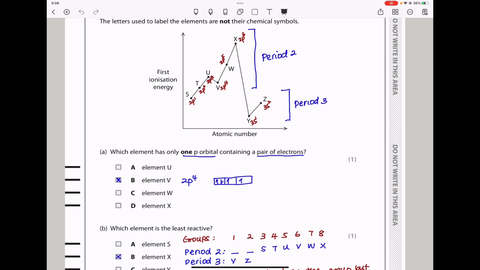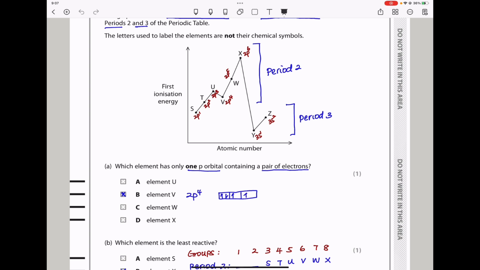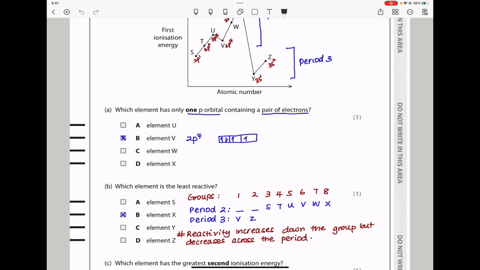So down here they ask, which element has only one p orbital containing a pair of electrons? Only one p orbital containing a pair of electrons is going to be with element V. Writing the configuration, you can see it's going to be 2p4, and we have only one orbital containing a pair, so the answer should be element V.